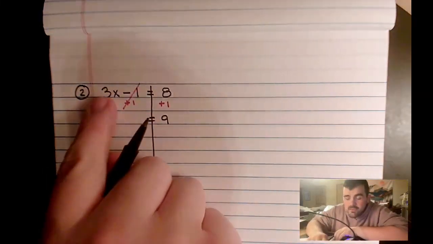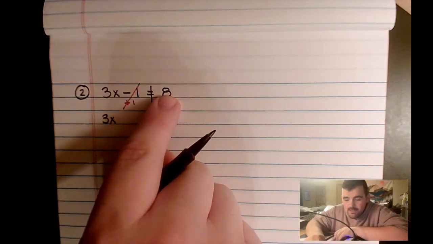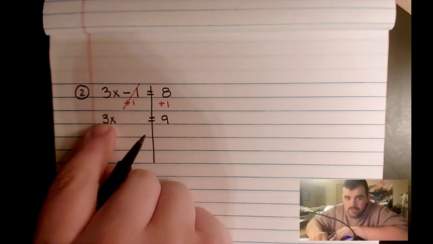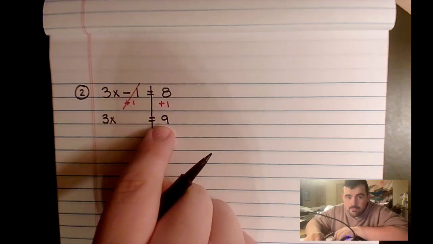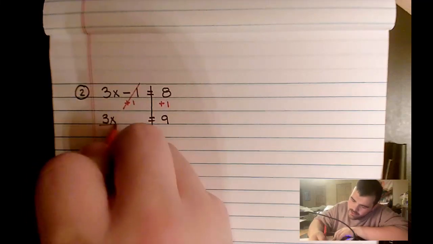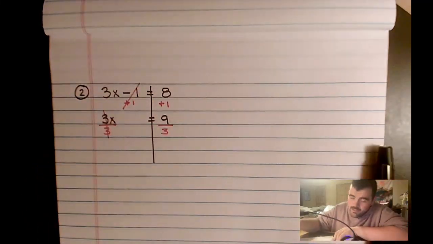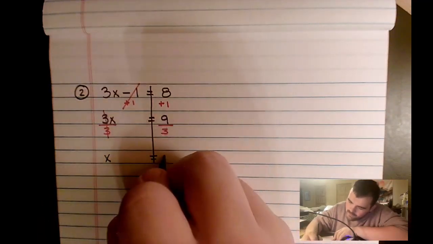So now I know instead of 3 times a number minus 1 equaling 8, that mystery number, I'm one step closer to it because just tripling that mystery number should give me 9. Well, divide both sides by 3. 3x divided by 3 just gives me x. 9 divided by 3 is 3.